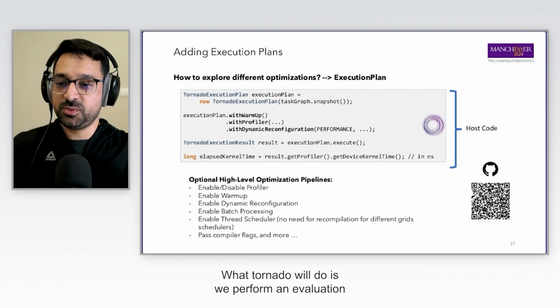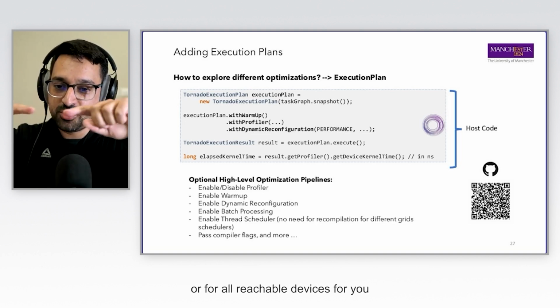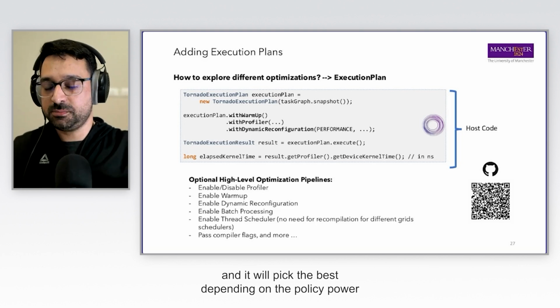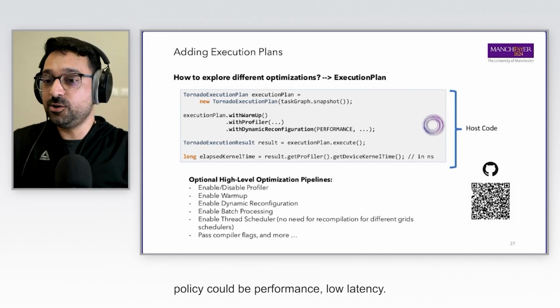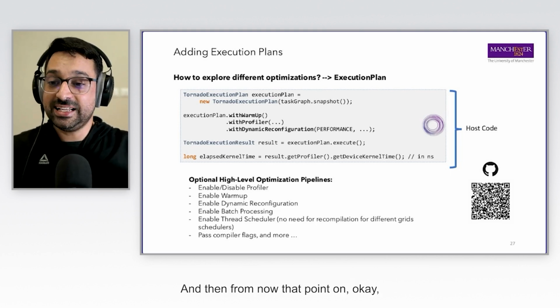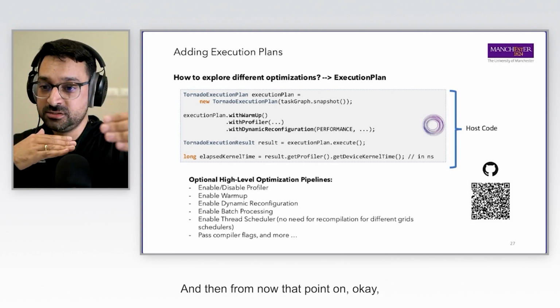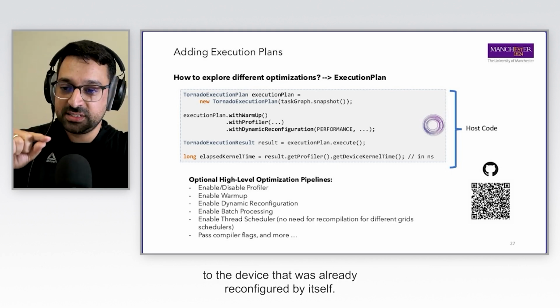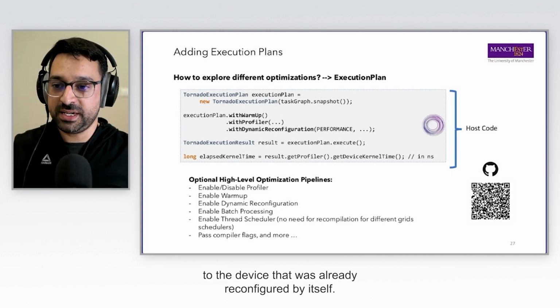What Tornado will do is perform an evaluation of all reachable devices for you, and it will pick the best depending on the policy. The policy could be performance, low latency, and in the future, we're working right now on adding energy. And then from that point on, if you rerun the same expression, it will switch to the device that was already reconfigured by itself.